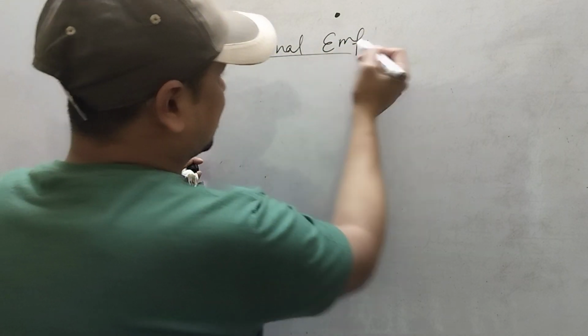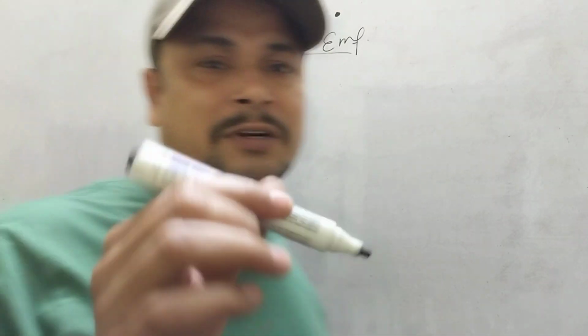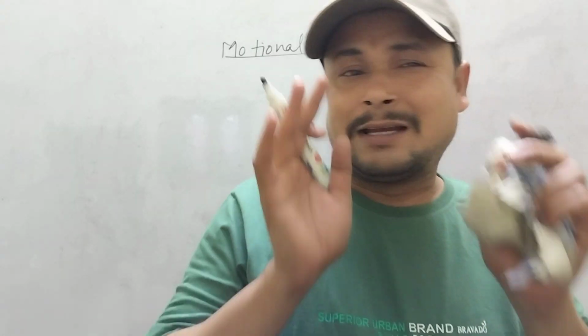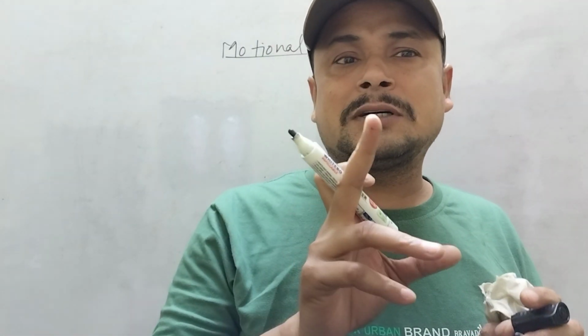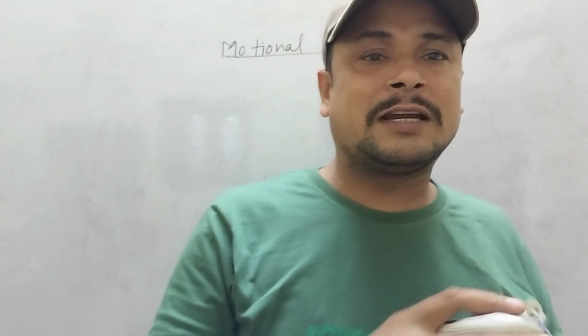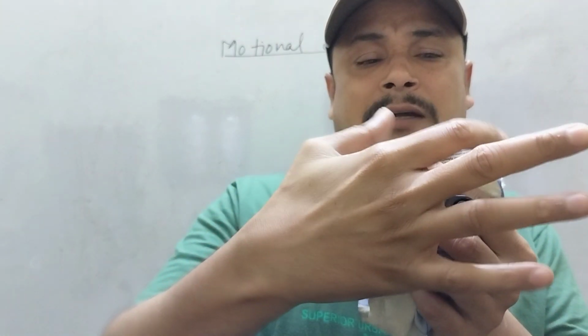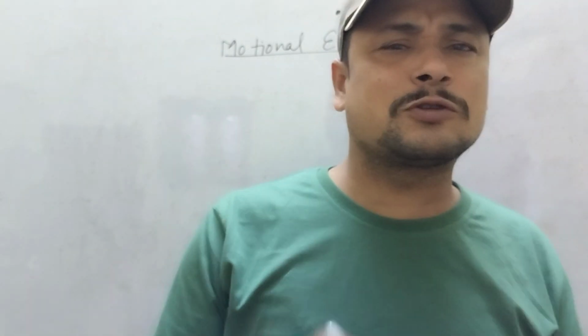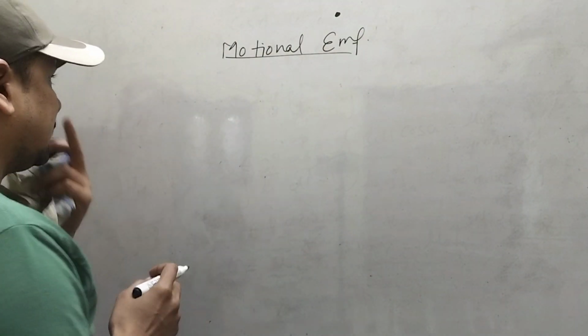What is the motional EMF? Suppose we take a rod that is crossing the magnetic field lines. Then what will happen? There will be an electromotive force, that is EMF, that will develop at the ends of the rod. That is the motional EMF. Now, what is the related formula?